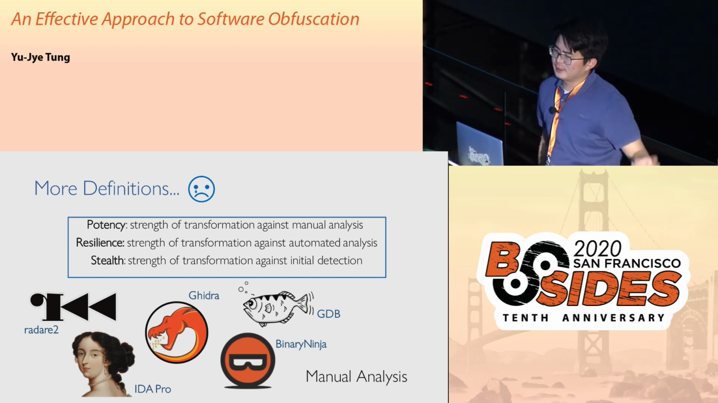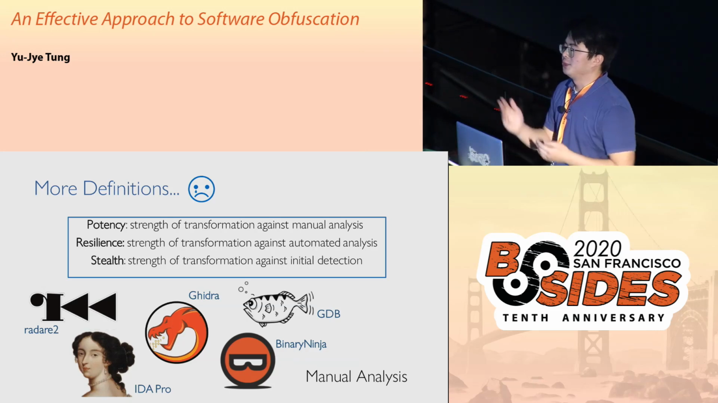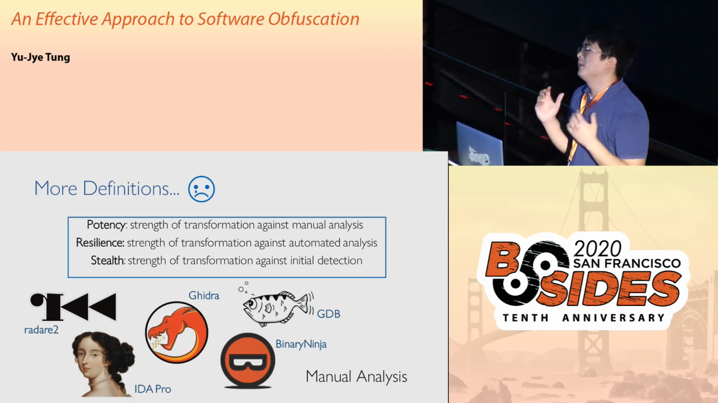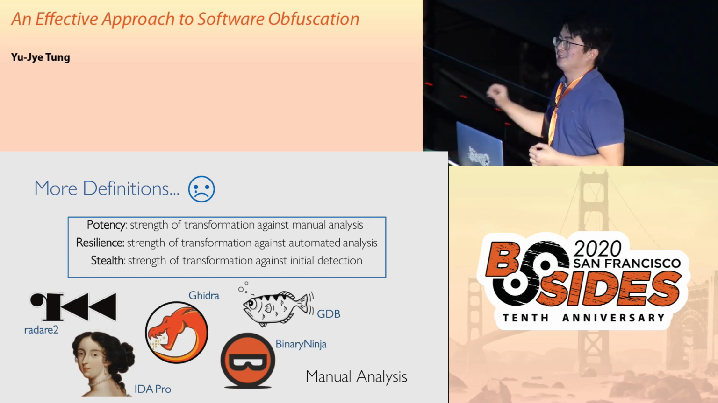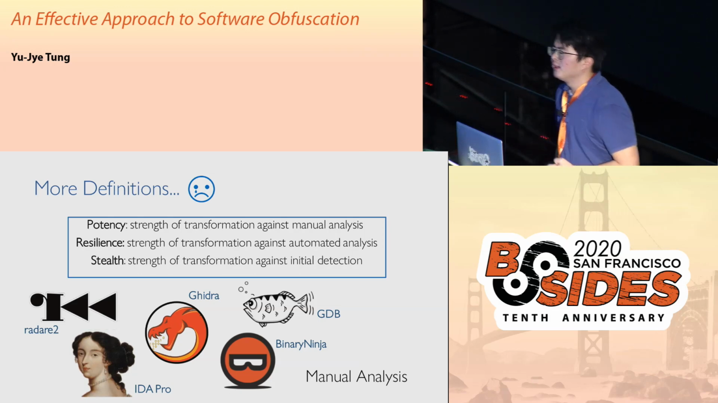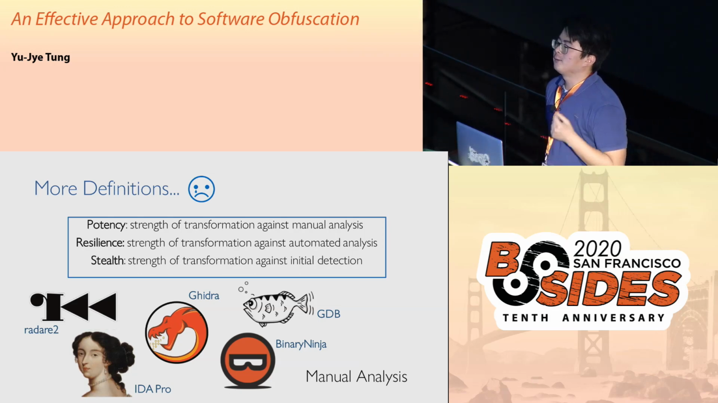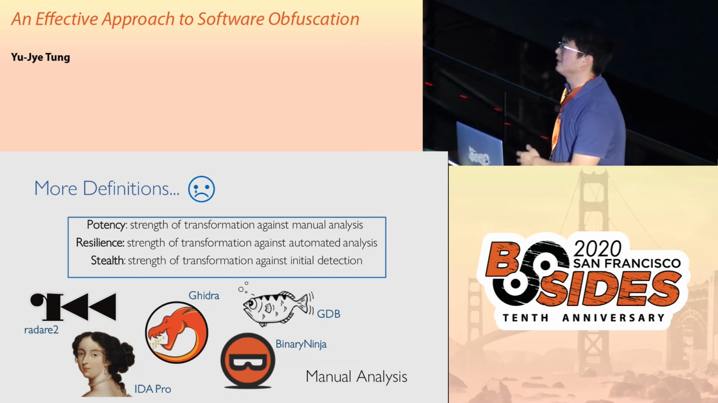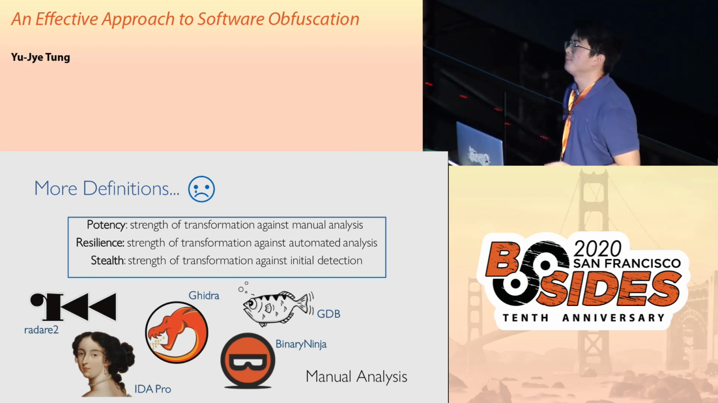Besides the disassembler, another popular tool is the debugger, such as GDB, that can help an analyst verify a snippet of disassembly, verify as in verify the runtime behavior. So, the stronger the potency, the harder it is for an analyst to understand the disassembly displayed by a disassembler, or to verify the runtime behavior with the help of a debugger.